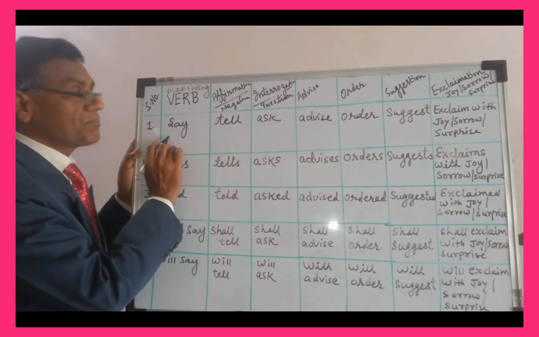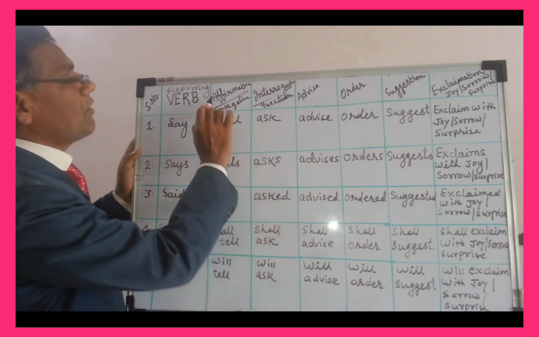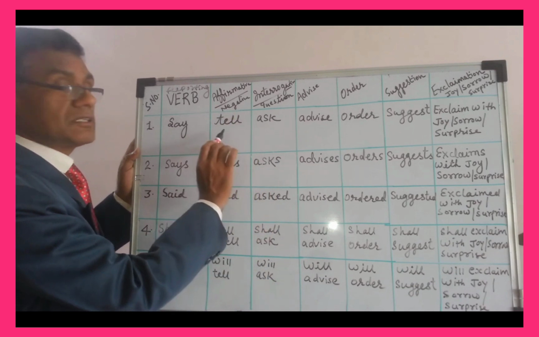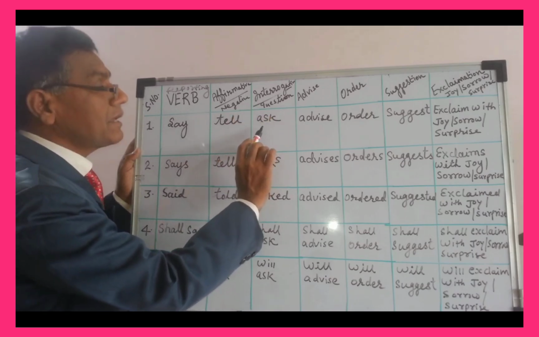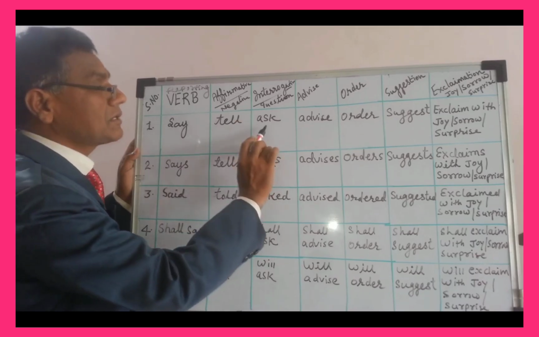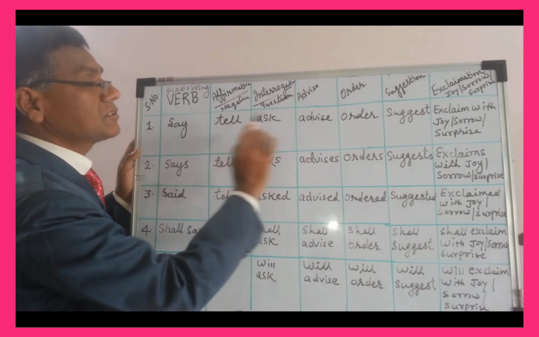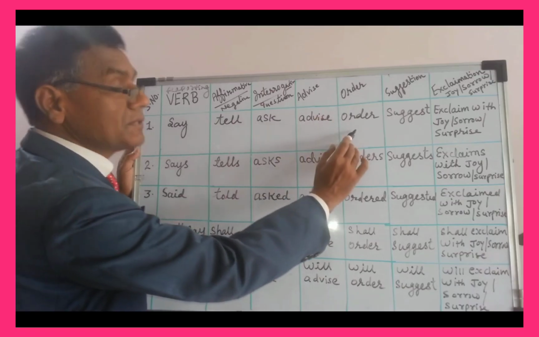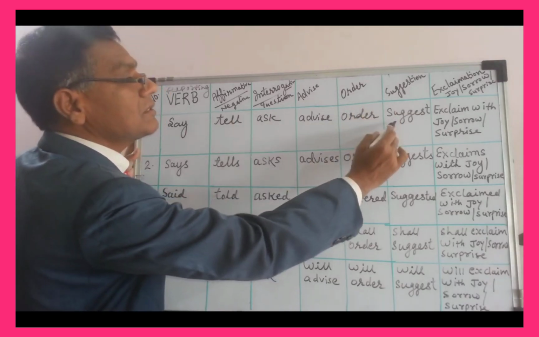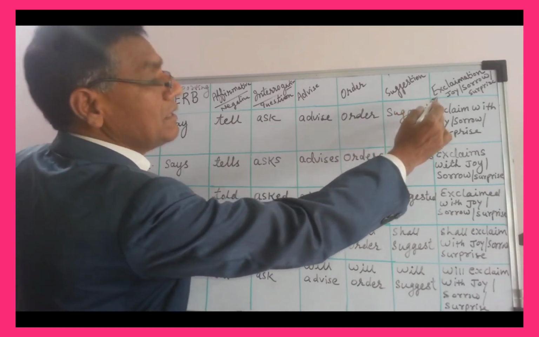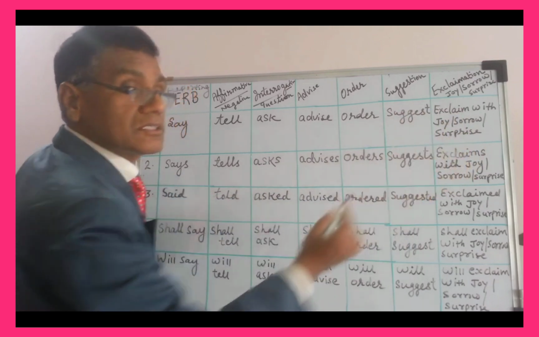Verb number 1 is say. If the sentence inside the reported speech is affirmative or negative, then say is converted into tell. If there is a question, then this reporting verb is converted into ask. And if advice is there, then say is converted into advise. And if there is an order, then say is converted into order. Suggestion is converted into suggest. And if exclamation is there, then exclaim with joy, sorrow and surprise.